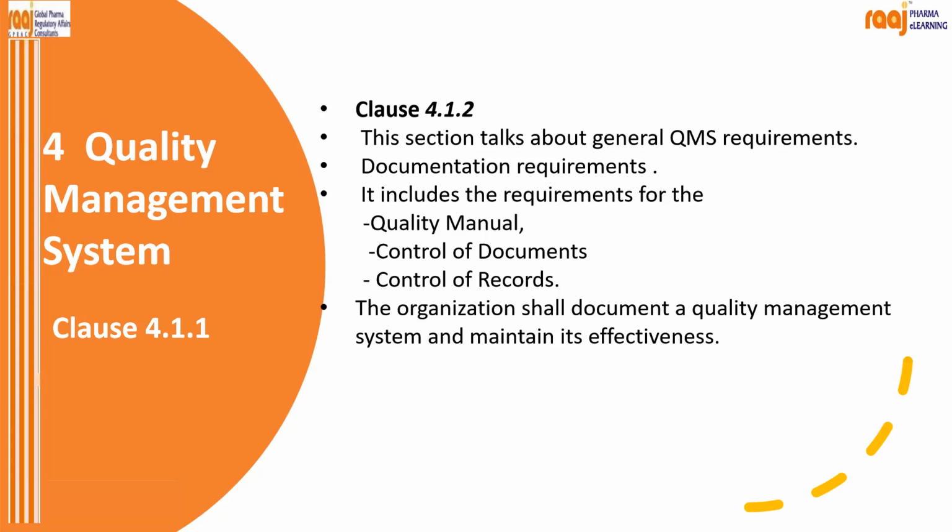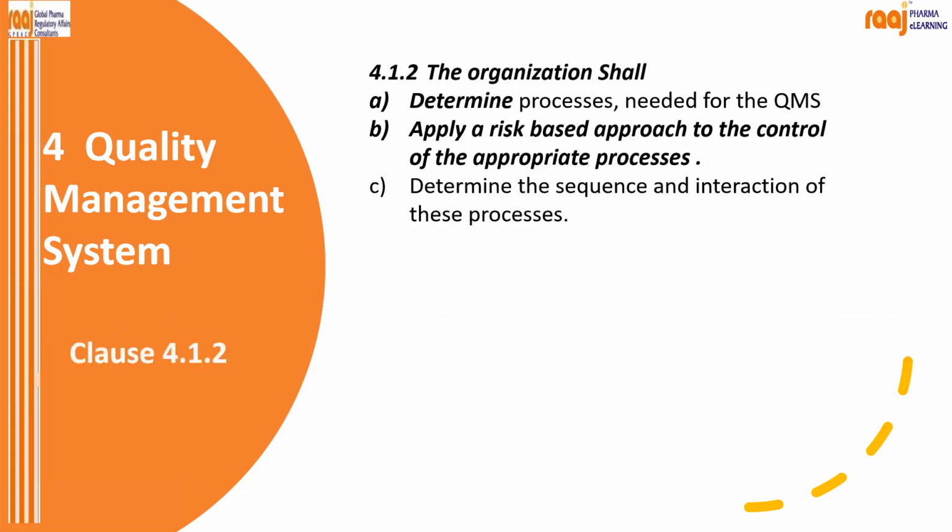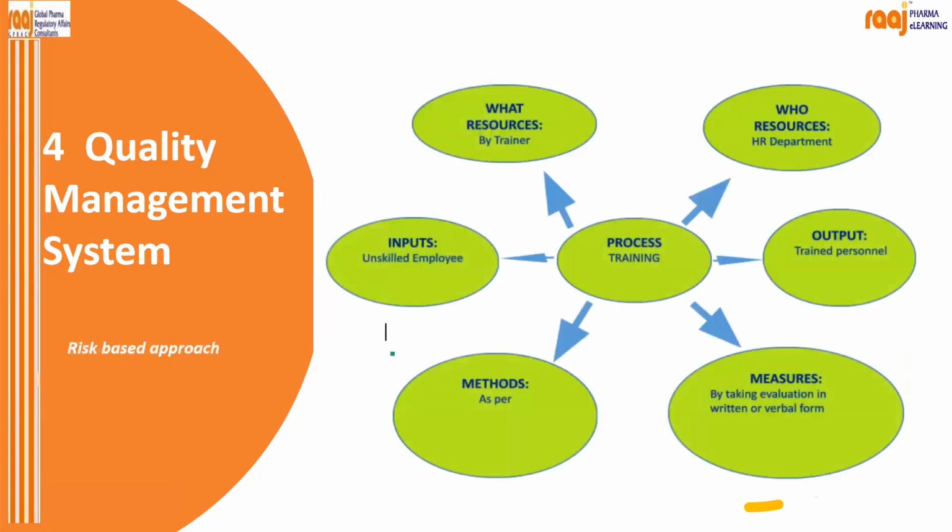In stage two, it will be seen how effectively you are managing your documents and records. This is the opportunity to demonstrate the effectiveness of the processes you have already developed. The organization shall determine the processes needed for the QMS, apply a risk-based approach to the control of the appropriate processes, and determine the sequence and interaction of these processes. This is how you can demonstrate all your processes.